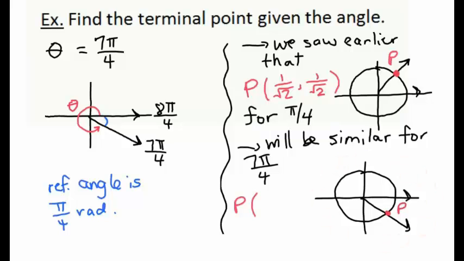If we draw a similar picture here for 7 pi by 4, and we want to find our terminal point P, it's going to be very similar to what we have up here for pi by 4. Notice that our x value hasn't changed. We're still positive 1 over root 2 in the rightwards direction. The only difference is now instead of going up to meet the pi by 4 angle, we move downwards to meet the 7 pi by 4 angle. So our y-coordinate is negative 1 over root 2.